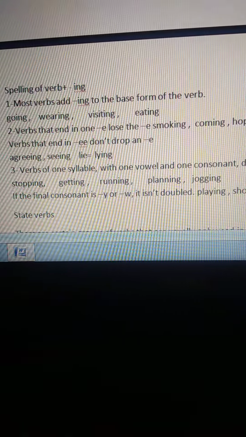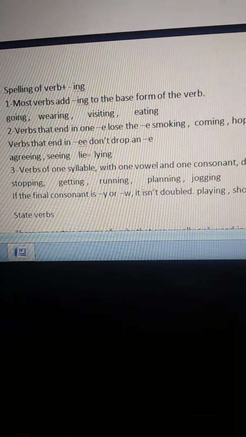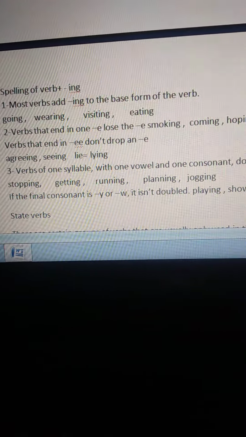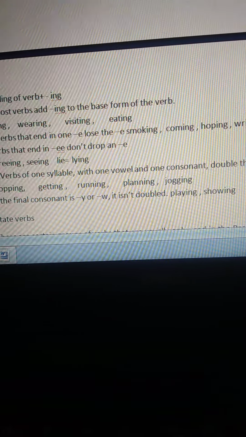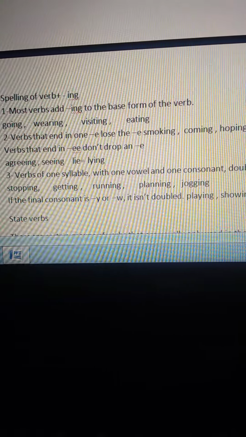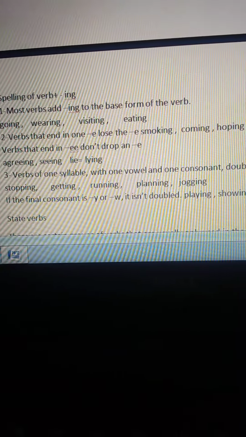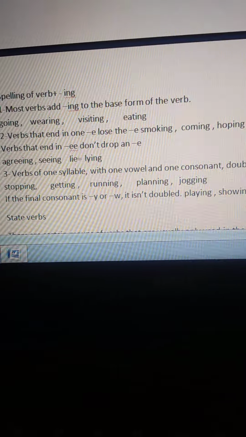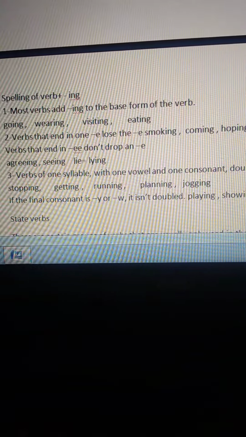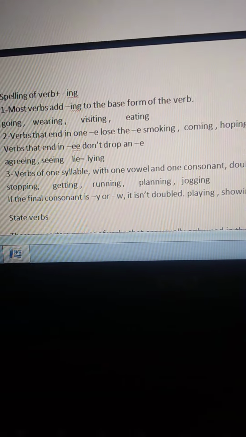Number two, verbs that end in one e lose the e: smoking, coming, hoping, writing. Verbs that end in double e don't drop the e. Example: agreeing, seeing. Lie, lying.